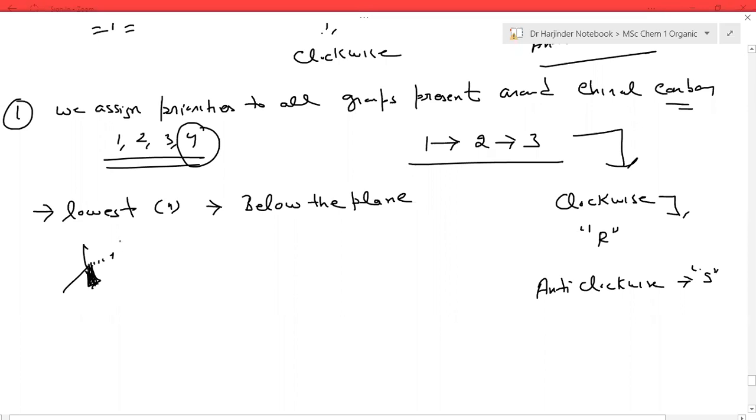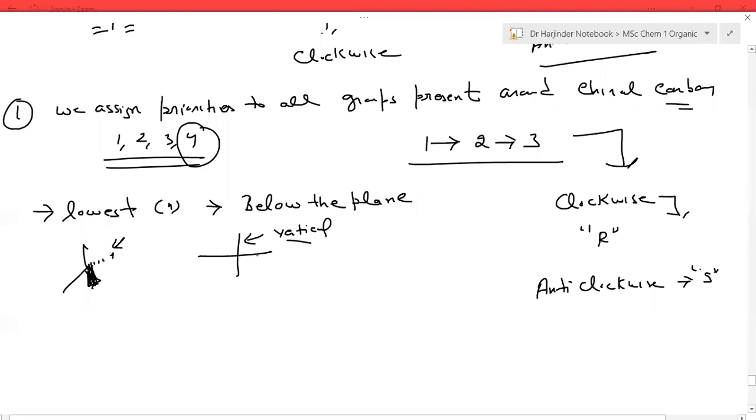So dotted line, dash line. And if you're writing a Fischer projection, the lowest priority group should be at the bottom, over the vertical line. Not over the bottom, over the vertical line. Vertical line represents below the plane.